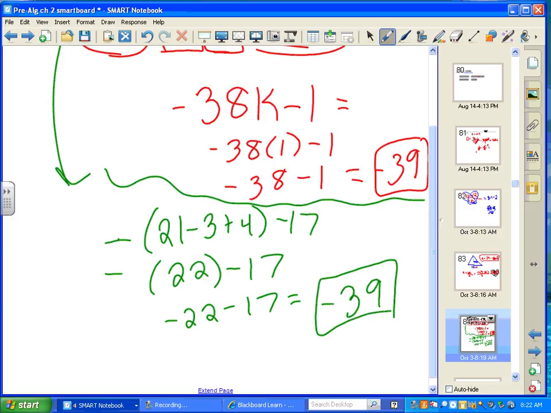On this one? I just did step by step. 21 minus 3 is 18. 18 plus 4 is 22. You with me? We did combine like terms. These are like terms. And then drop down the minus 17. And then subtract. The negative 22 minus 17 is negative 39. Okay? Okay? Charles? No, it does not. Nope.